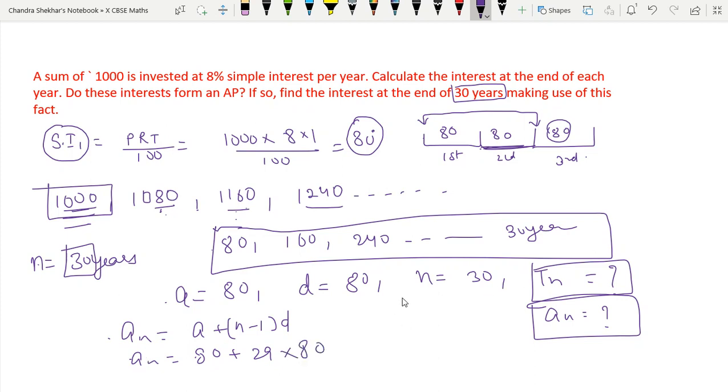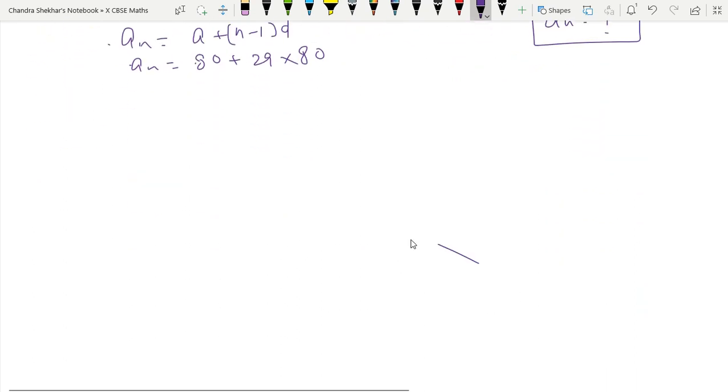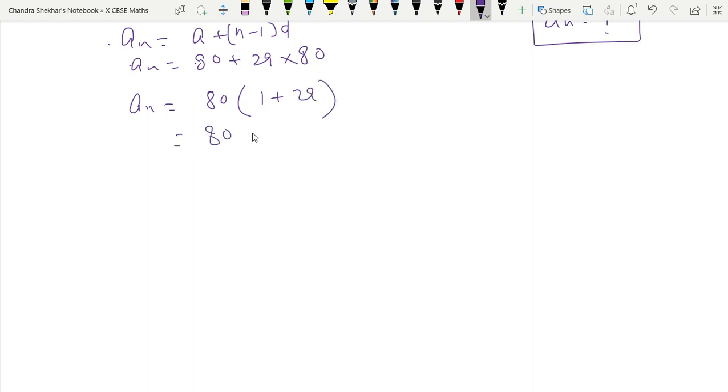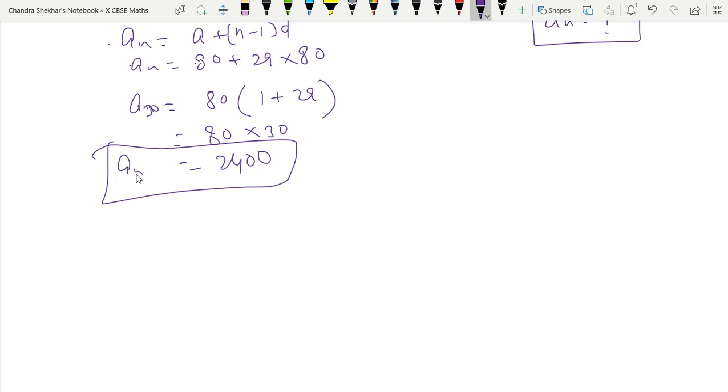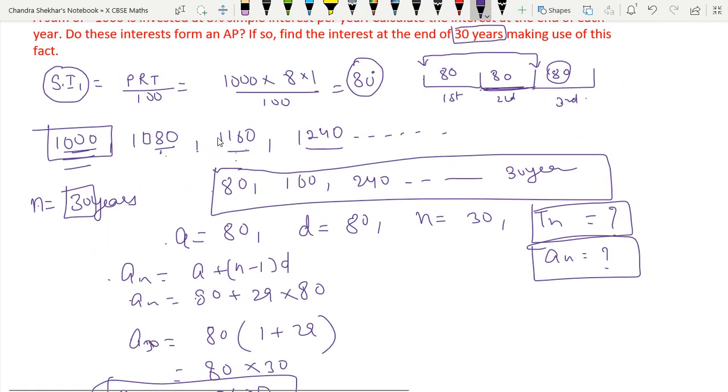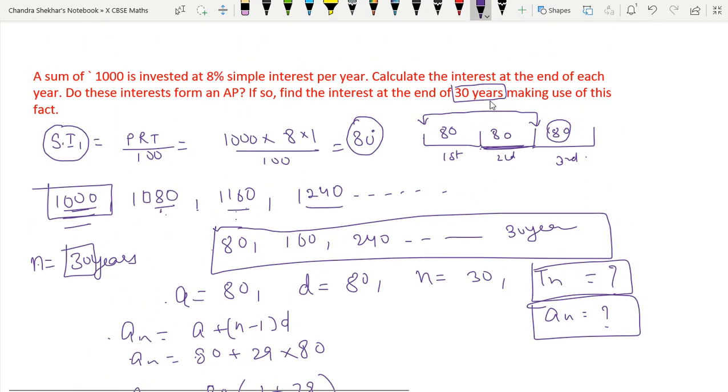So we can do what? We can take 80 common here. So we can say a_n is equal to 80 into 1 plus 29, that is, 80 into 30. So this is the total interest that we have at the end of 30 years. This is a30 we have to find, right? Because the question is to find the interest at the end of 30 years, making use of this fact here.